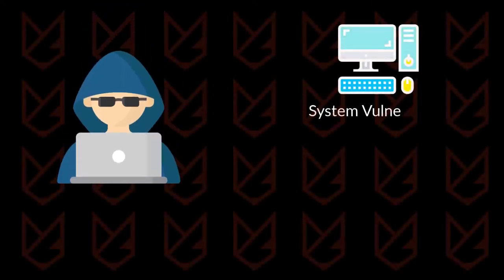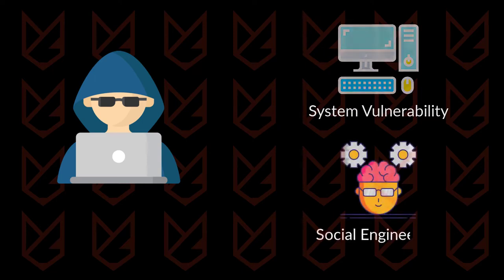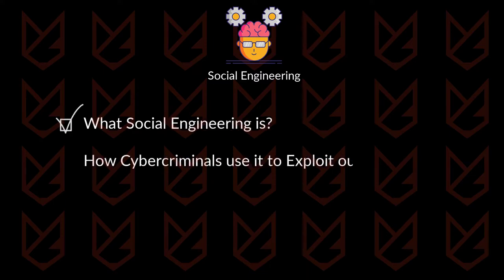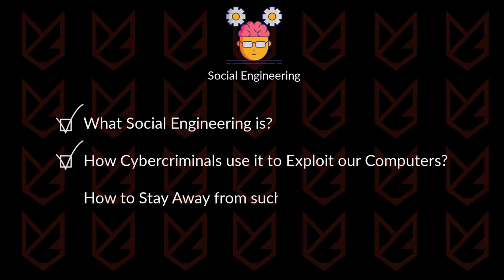Traditionally, cybercriminals take advantage of the system's vulnerabilities to infiltrate it and conduct malicious activities. Apart from it, another technique that has gradually gained popularity is social engineering. In this video, we will discuss what social engineering is and how cybercriminals use it to exploit our computers. Further, we will also discuss how to stay away from such attacks, so watch the whole video.